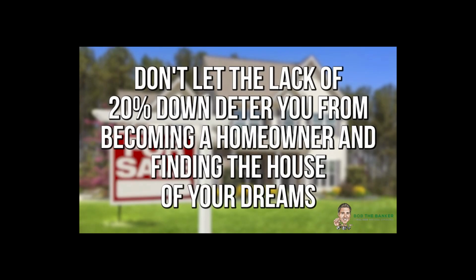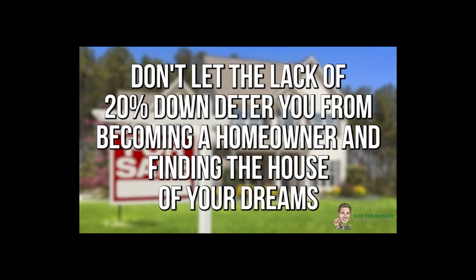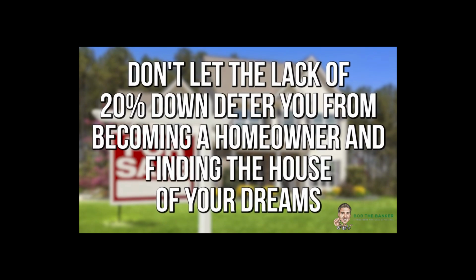So the key takeaway there is, don't let the lack of 20% down deter you from becoming a homeowner and finding that house of your dreams. Because here's the kicker. Mortgage insurance on a conventional loan will fall off over a period of time. Once you have that 20% equity stake in your property, that small amount of mortgage insurance, whatever that factor might be, will eventually fall off, reducing your housing payment.